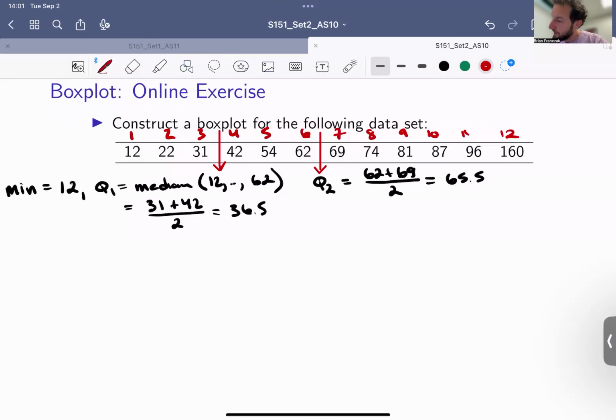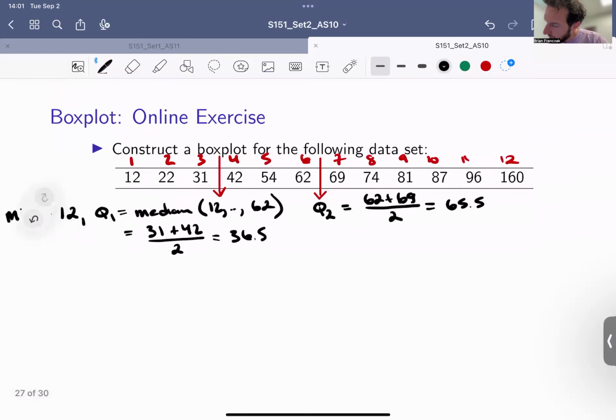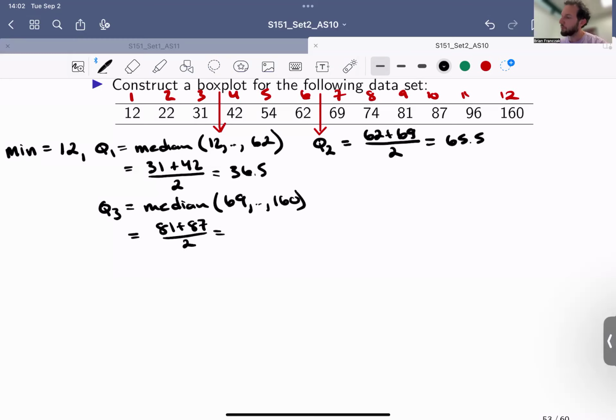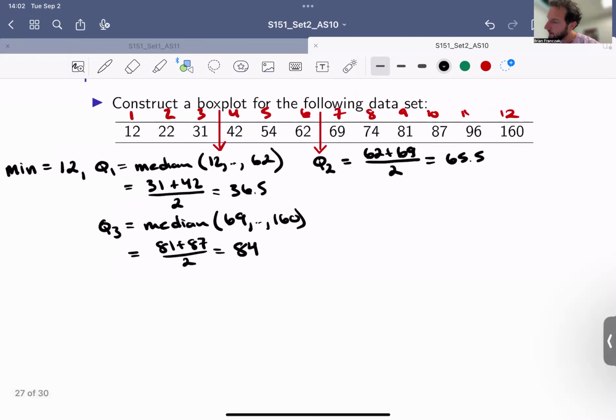When we go to do Q3, it's going to follow the exact same process, except with the upper half of the data set. Okay, so we have Q3. This is going to be the median of the upper half. So this is the median of observation value 69 through 160. Same logic. So this is going to be the average of the two midpoints, which are observations 9 and 10. Okay, and then these are the values here.